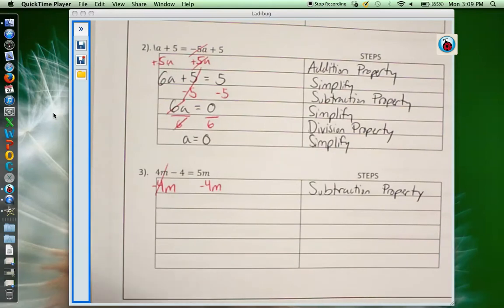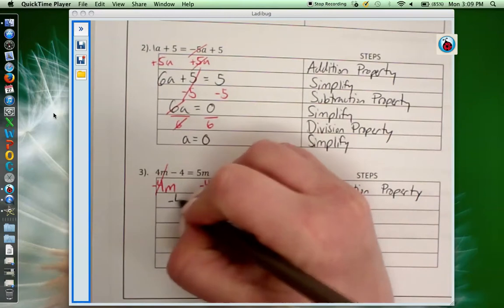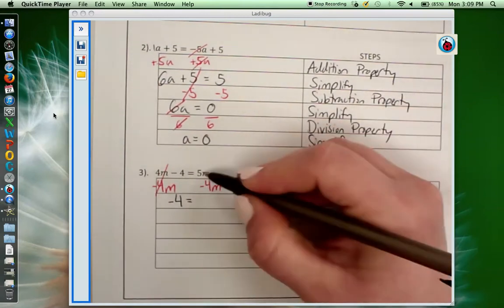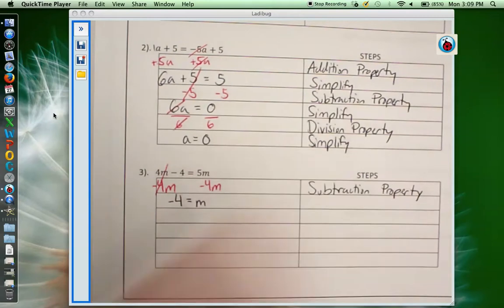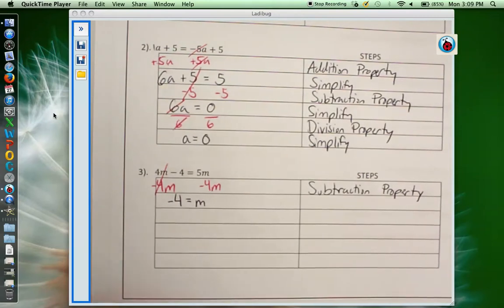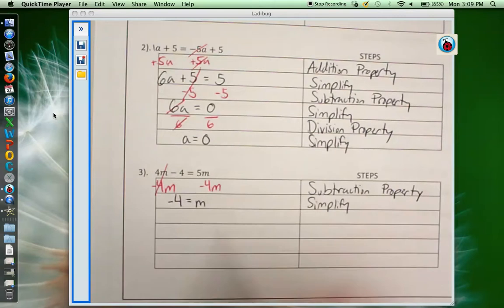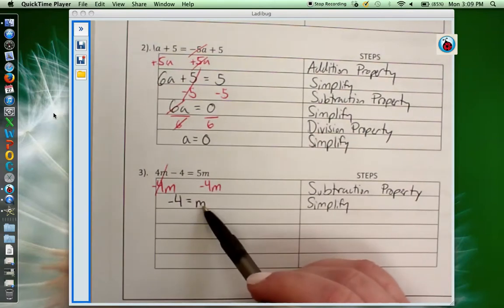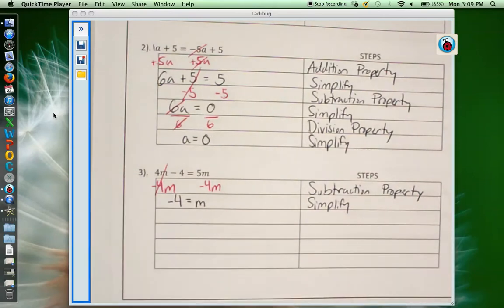And let me see what's left over. I still have minus 4 equals 5m minus 4m is 1m. Looks like we're done. And that step was simplify. We got lucky there. 5m minus 4m is just 1m. There's m all by itself on the right-hand side of the equal sign, and it looks like m equals negative 4. So we're all done with that one.